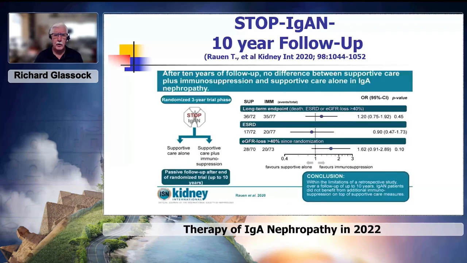at least as determined by proteinuria. 10 years later, a follow-up of the original patients allocated again showed no difference in eGFR loss or end-stage renal failure. Therefore, STOP IgN was a negative study. No benefit of steroids, but of course this might have been due to the fact that they enrolled relatively low-risk patients.